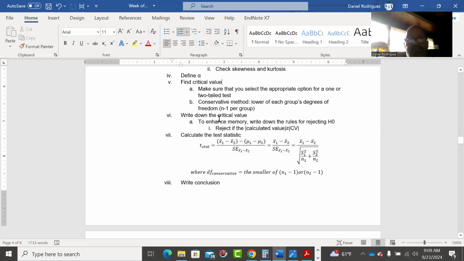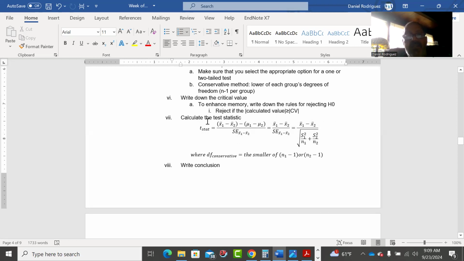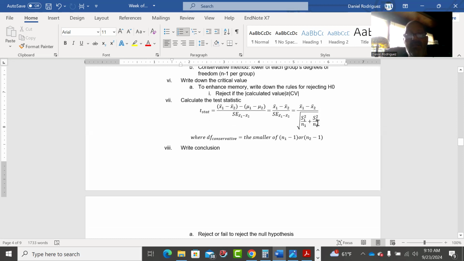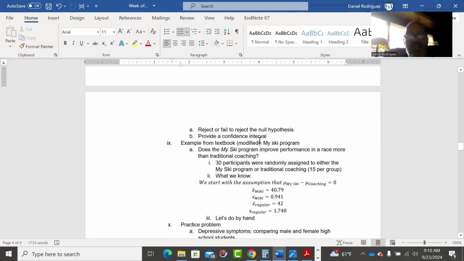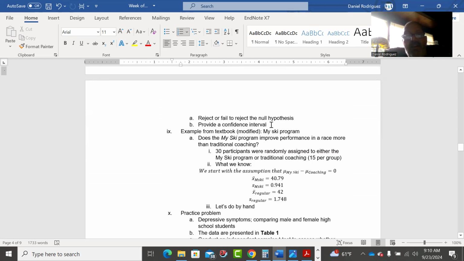All right, so find our critical value. And we always write down this rule. I say it's better to just write down the rule. Reject if the absolute value of the calculated value is greater than or equal to the absolute value of the critical value. Use your equation. And then write your conclusion, either reject or fail to reject, and provide a confidence interval.